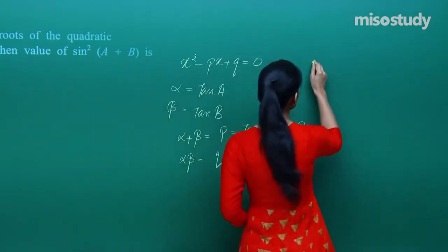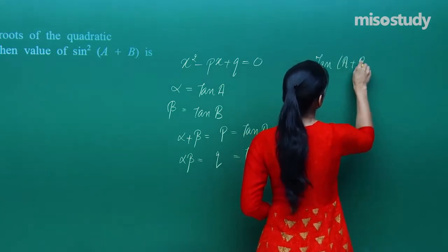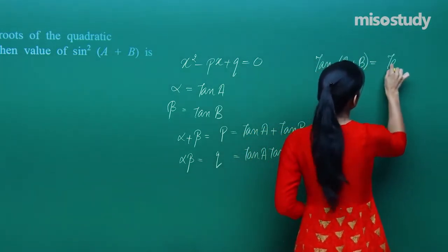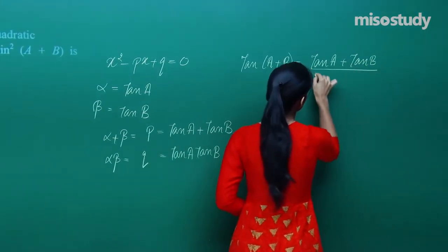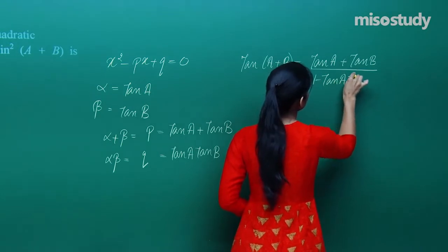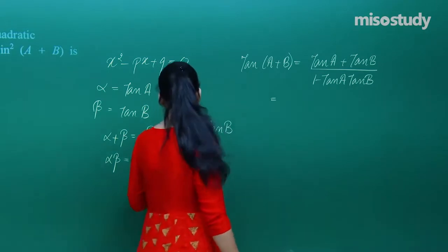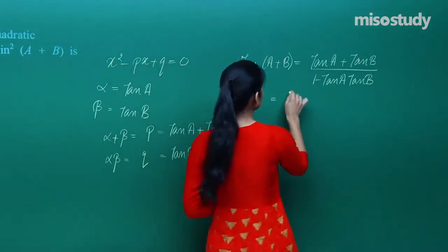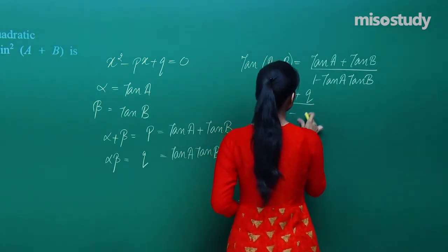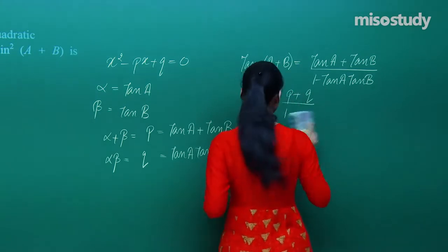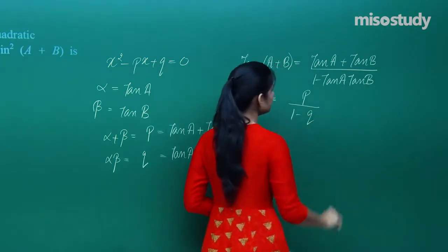Now you need to talk about sine square A plus B. First of all, understand that tan of A plus B is tan A plus tan B upon 1 minus tan A tan B. Now this is involving the sum and the product of tan A and tan B. I have already the values of those. So let's plug in the values. Tan A plus tan B upon 1 minus tan A tan B, and tan A plus tan B itself is completely just p.